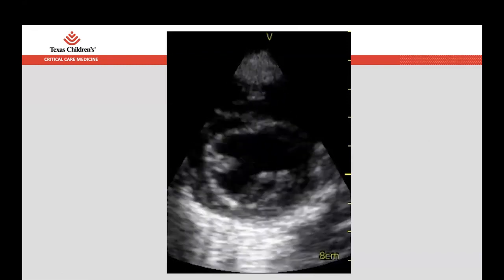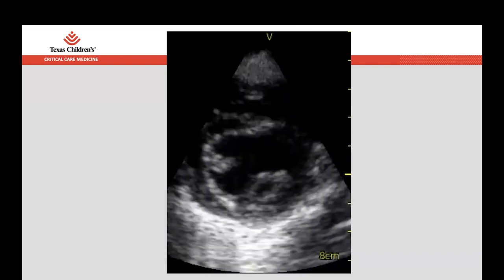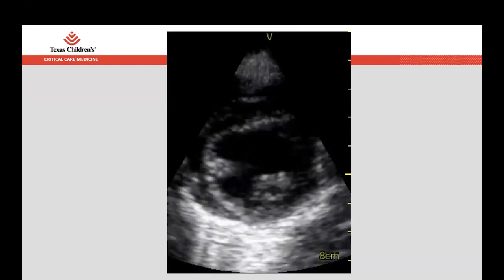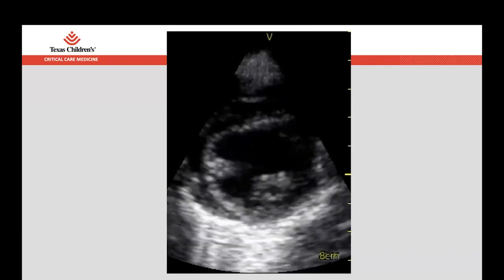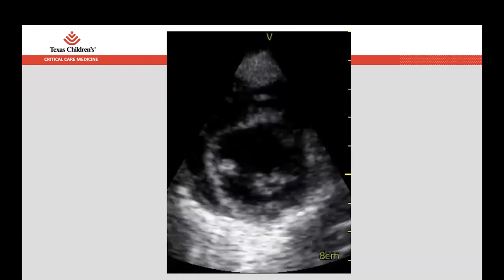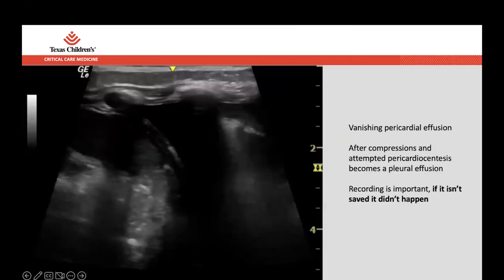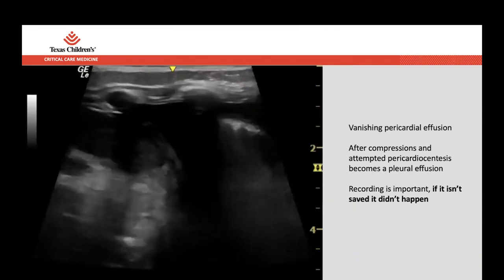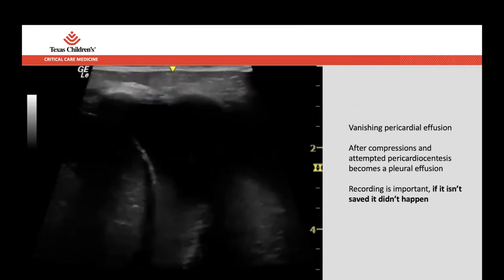But the kicker was that we had those images from the prior scan. So we showed them, and it was no longer a question of what are you crazy intensivists doing with POCUS? It was like, where did that effusion go? And so it's just to say how important it is sometimes to just record your images. It usually helps you out more than it hurts you. And so what happened was that the pericardium popped, maybe with the poke that we gave or the compressions, and it became a pleural effusion.